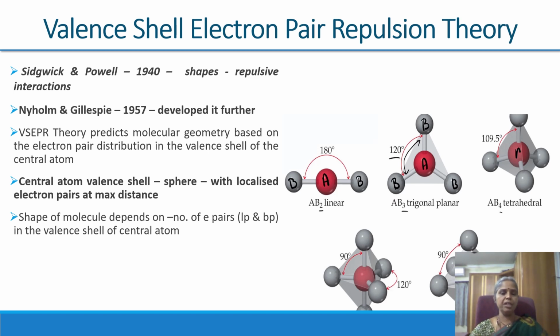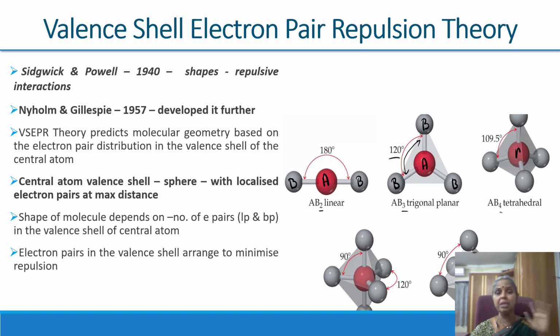Now, shape of molecules depends on the number of electron pairs, which includes both lone pair and bond pair, as well as their distribution in the valence shell. Electron pairs in the valence shell arrange to minimize repulsion. When there is attraction, they try to come together. Positive charge, negative charge, they have attraction, so they try to come closer. That's what we have learnt in the ionic bond. But when there are repulsive interactions between electron pairs in the valence shell, they try to get farther apart. Why do they try to get farther apart? So as to minimize repulsion.